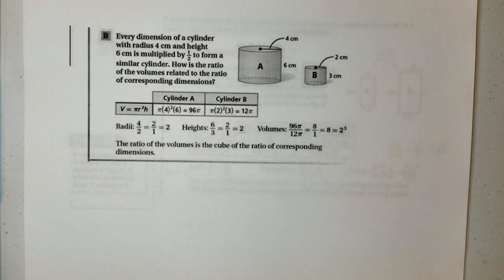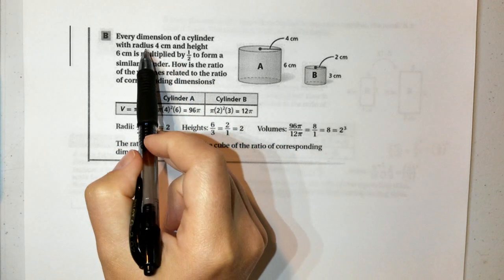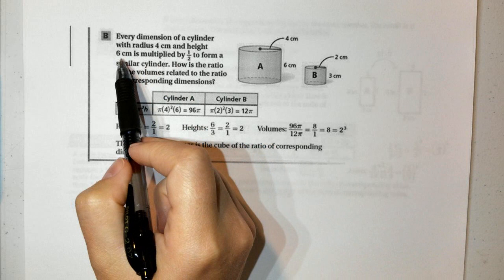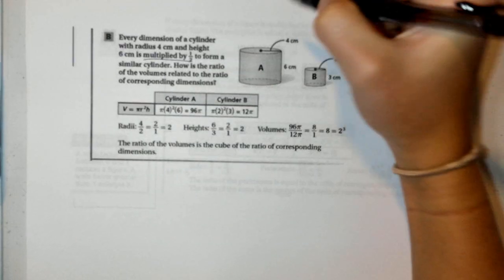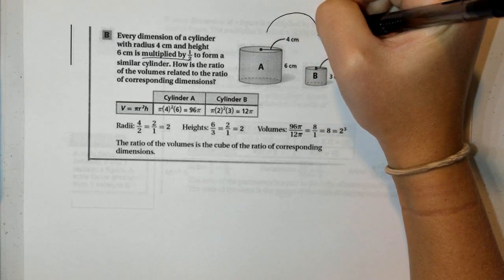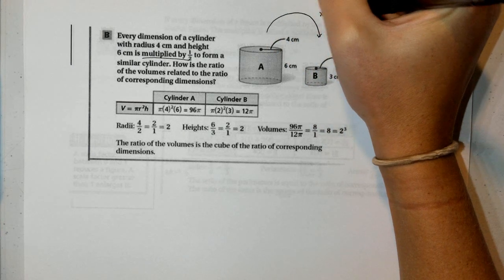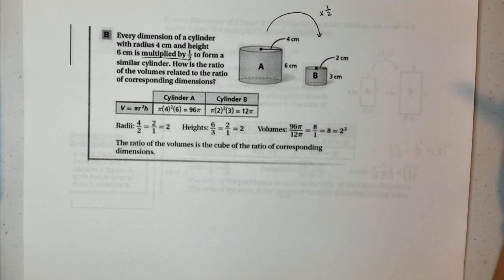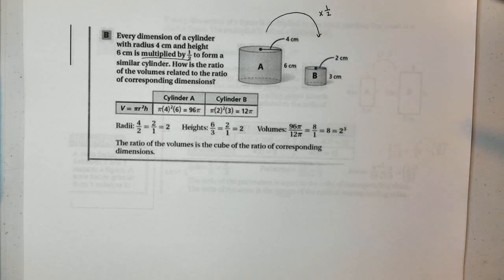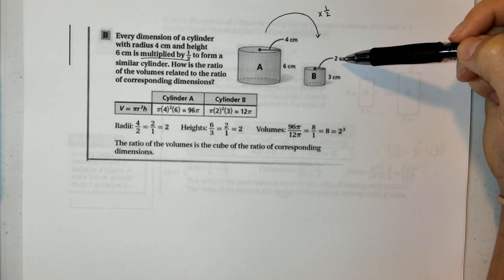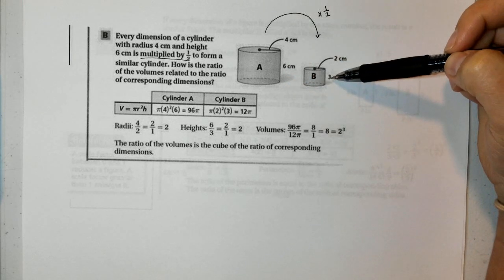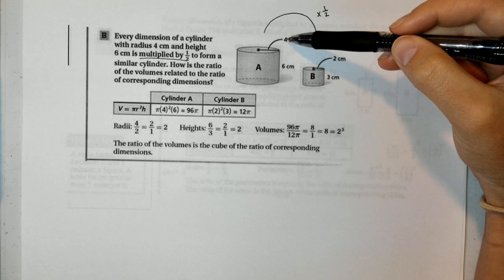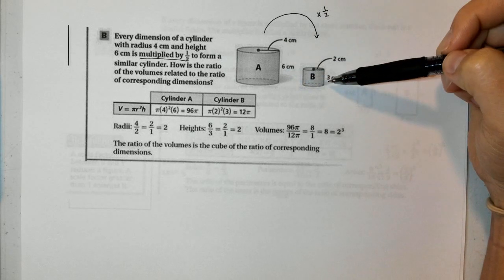So here we have 2 cylinders. It says every dimension of a cylinder with radius 4 centimeters and height 6 centimeters is multiplied by 1/2. So in cylinder A, we're multiplying by 1/2. The radius, 4 times 1/2 gives us 2. The height, 6 times 1/2 gives us 3. So 4 times 1/2 is 2, 6 times 1/2 is 3.